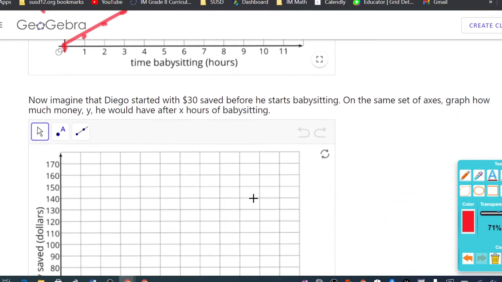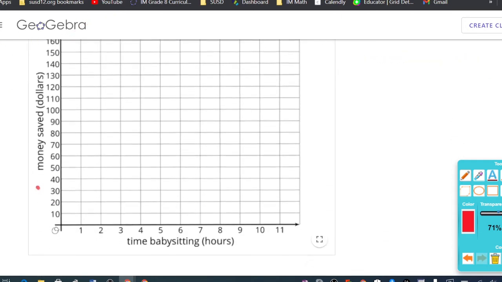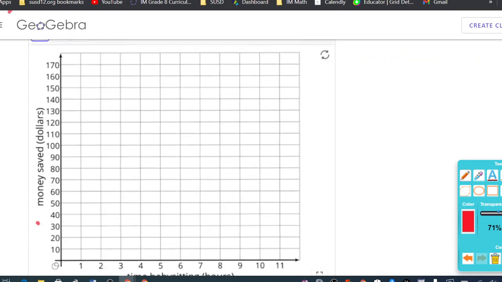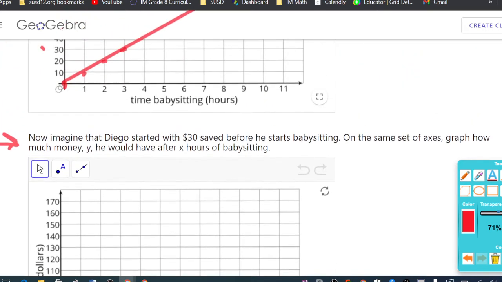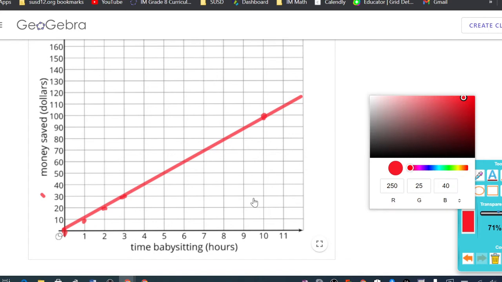Okay, now imagine that Diego starts with $30 saved before he even works, before he starts babysitting. On the same set of axes, graph how much money, Y, he would have after X hours of babysitting. It says on the same set of axes, so I wonder why they give us another graph. I'll delete that. On the same set of axes. Okay, I'm going to change my color.